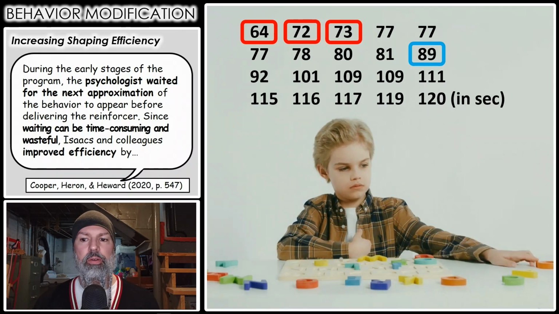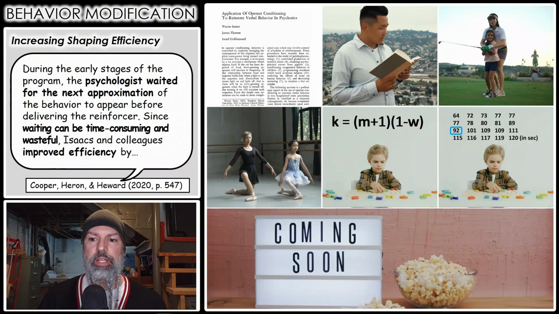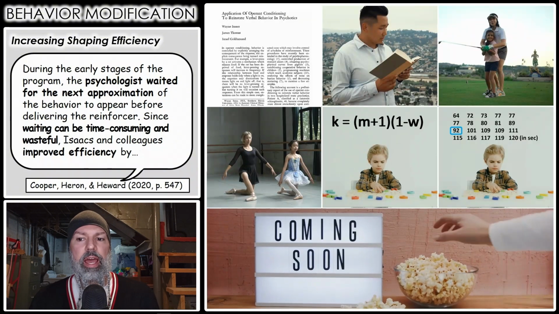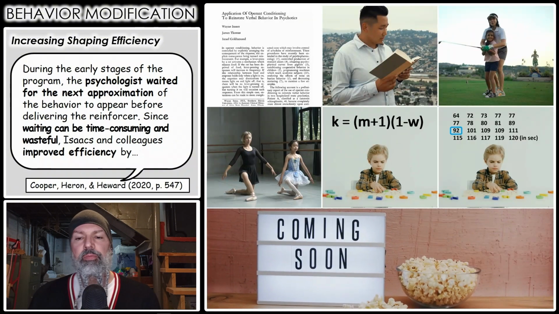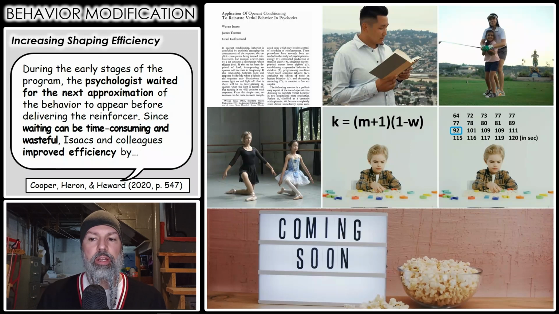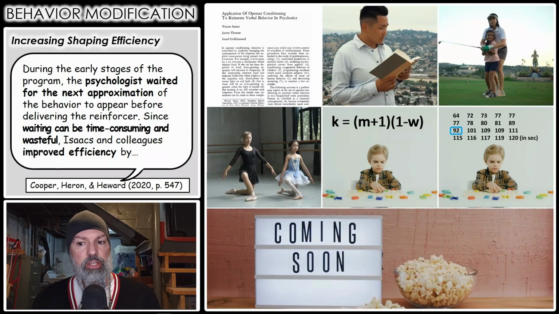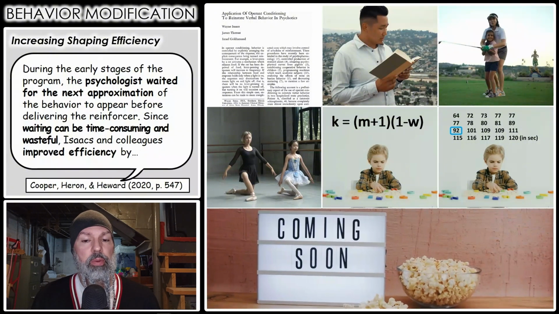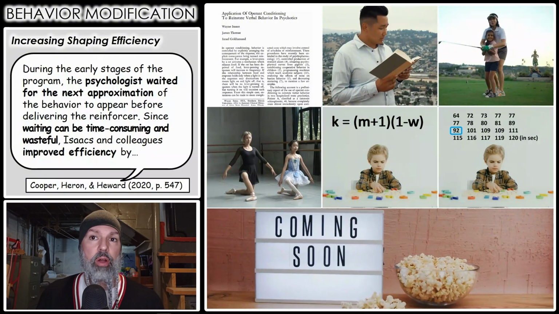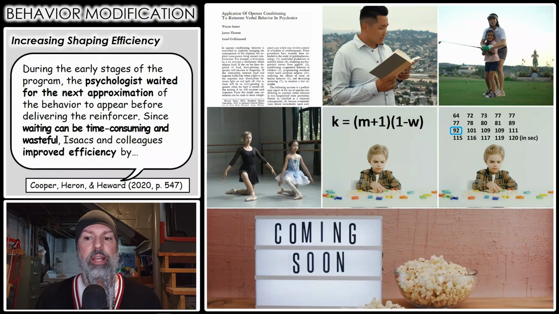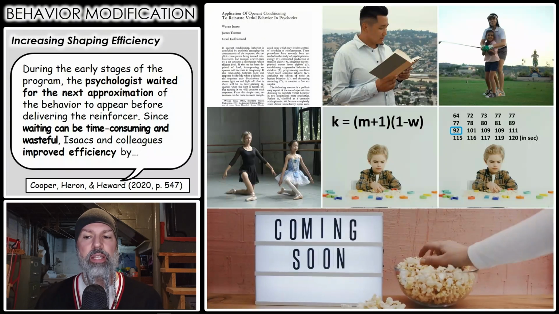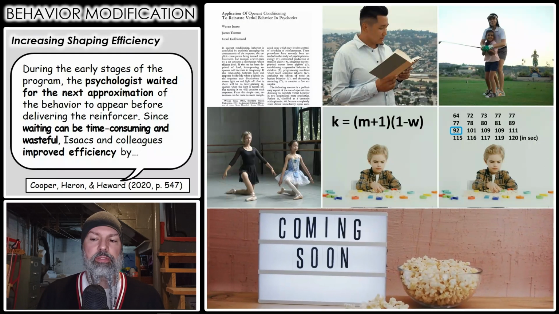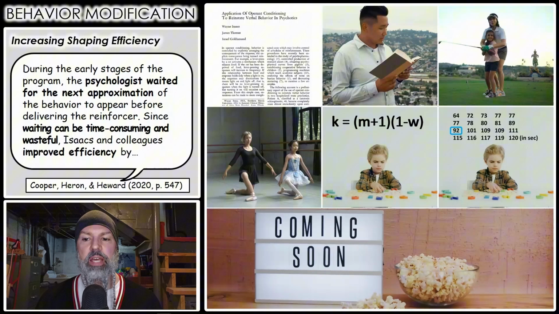All right, so that is it for what I wanted to cover today. So today we took a look at increasing shaping efficiency. We took a look at discriminative stimuli and how to use them in shaping. We took a look at using physical guidance to enhance your shaping. We took a look at using imitative prompts to increase the efficiency of your shaping. And then lastly, we took a look at using percentile schedules to make sure that your shaping is very precise and also increase that efficiency.